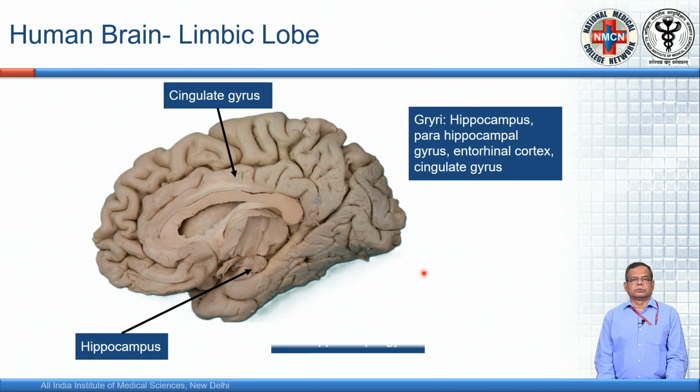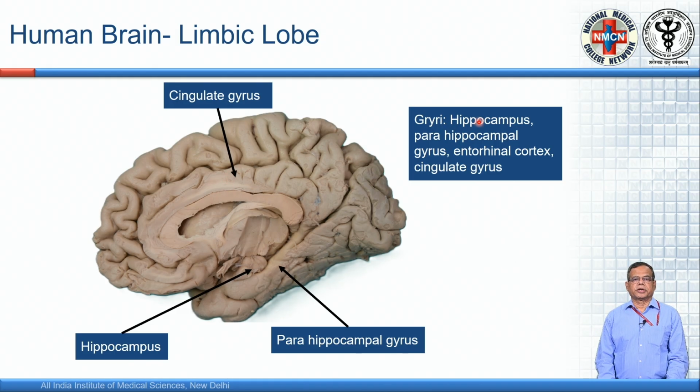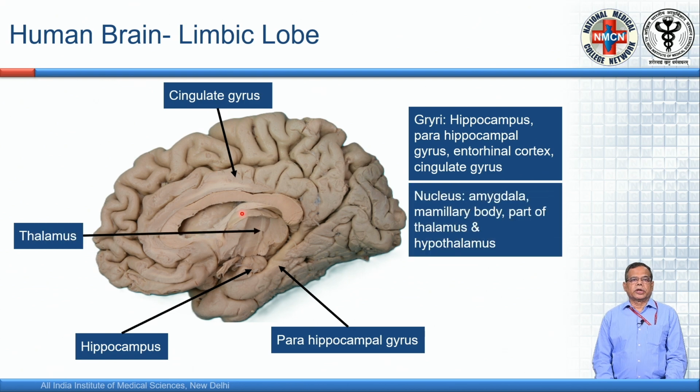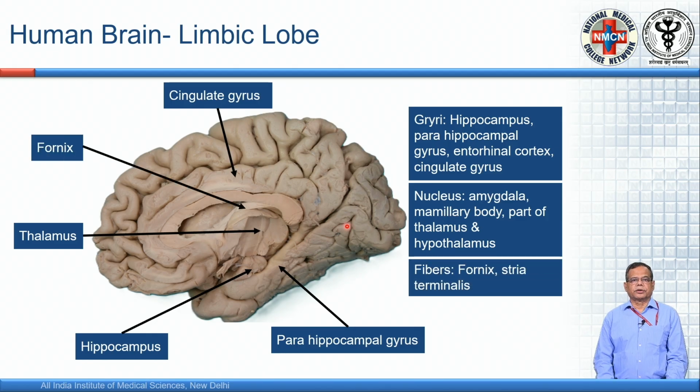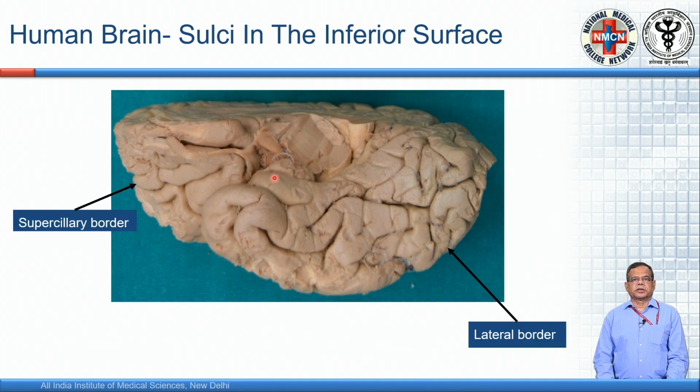The limbic lobe of the brain is better visible on the medial surface. It has certain gray matter and white matter. The gray matter are certain gyri and nuclei. The gyri are the hippocampus, the parahippocampal gyrus, the entorhinal cortex which lies lateral to it, and the cingulate gyrus. The nuclei are part of the thalamus, hypothalamus, and amygdala, which is not visible here, and the fibers are the fornix and stria terminalis.